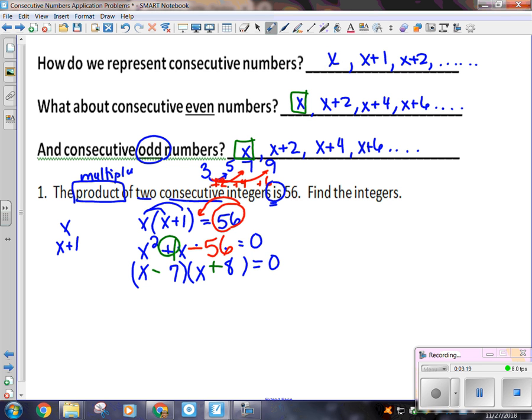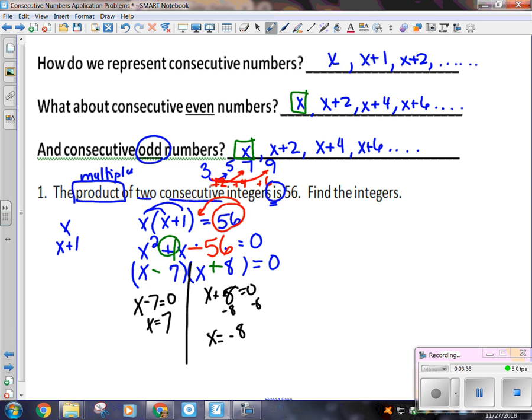Set that equal to 0. Now I'm ready to solve for 2 possible answers. So I'm going to set x minus 7 equal to 0. My first answer is 7. My second answer, x plus 8, is equal to 0. And if I subtract 8 from both sides, I get x equals negative 8.